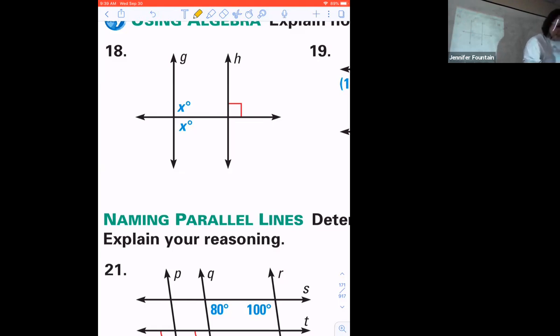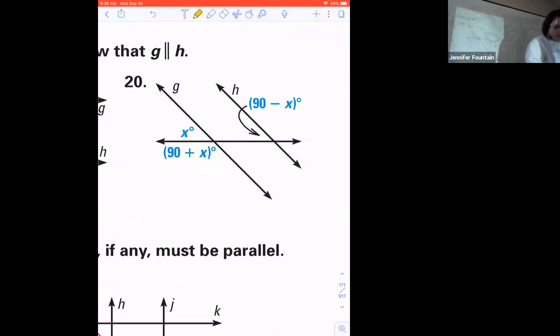And then number 20. Number 20, we can see that our interior angle is 90 minus X. Okay, so what do we know about this angle and this angle? Corresponding, so they should be what? They're going to be congruent, which means they're equal to each other. So if I have 90 minus X equals X, okay? And then what do I know about this angle here? Okay, then that's going to be supplementary to X.